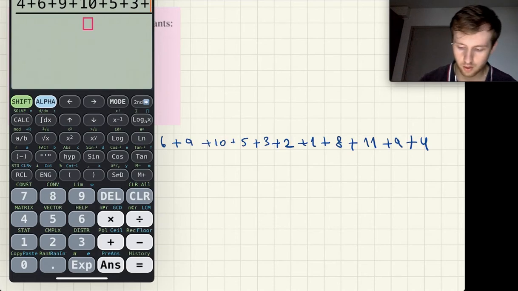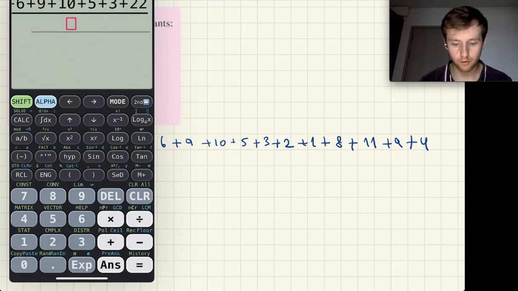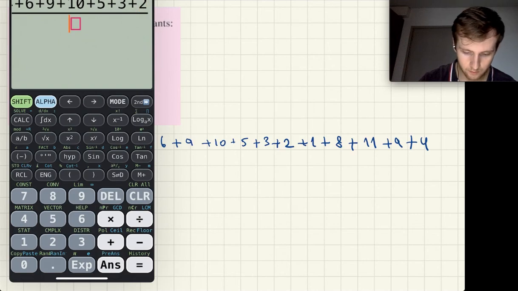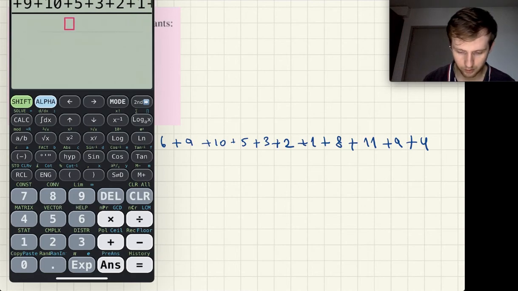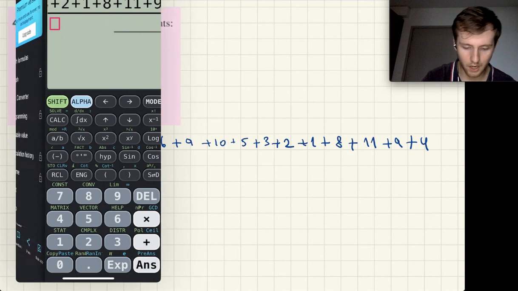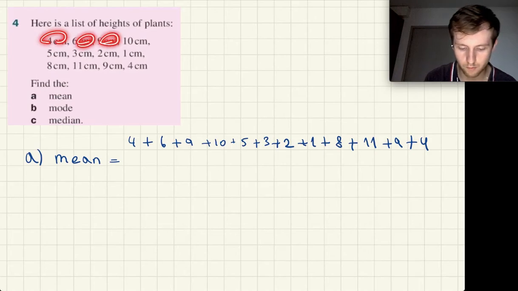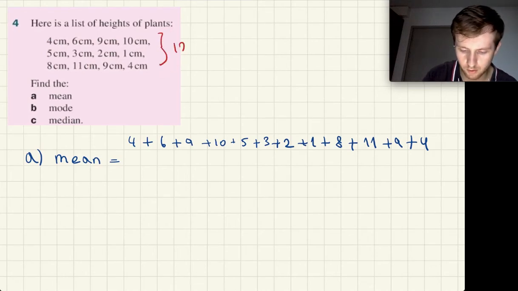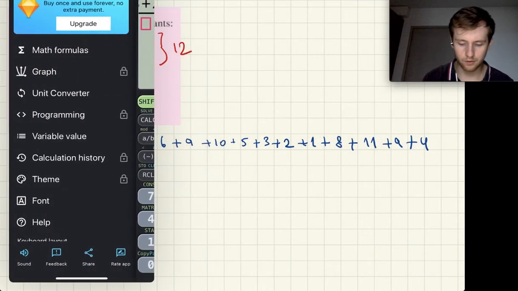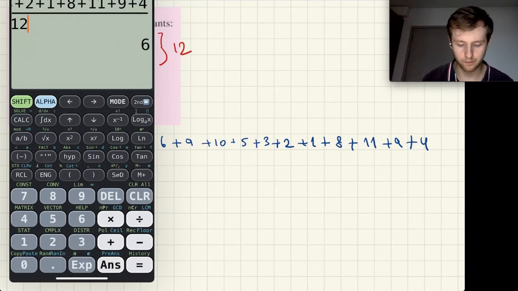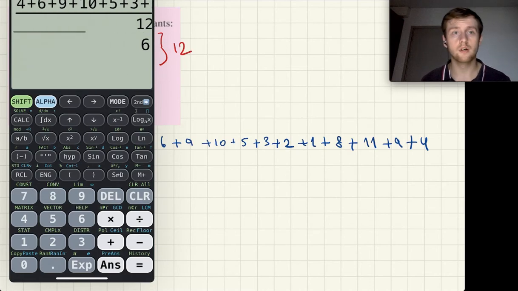Okay, let's just do it here. Plus 3 plus 2. Oh, we had 2 already. Plus 3 plus 2 plus 1 plus 1 plus 8 plus 11 plus 9 plus 4. And we have to divide it by the total. So how many numbers do we have in total? 1, 2, 3, 4. 1, 2, 3, 4. 1, 2, 3, 4. Altogether we have 12 numbers in here. So we have to divide this whole thing by 12. And the answer is 6.